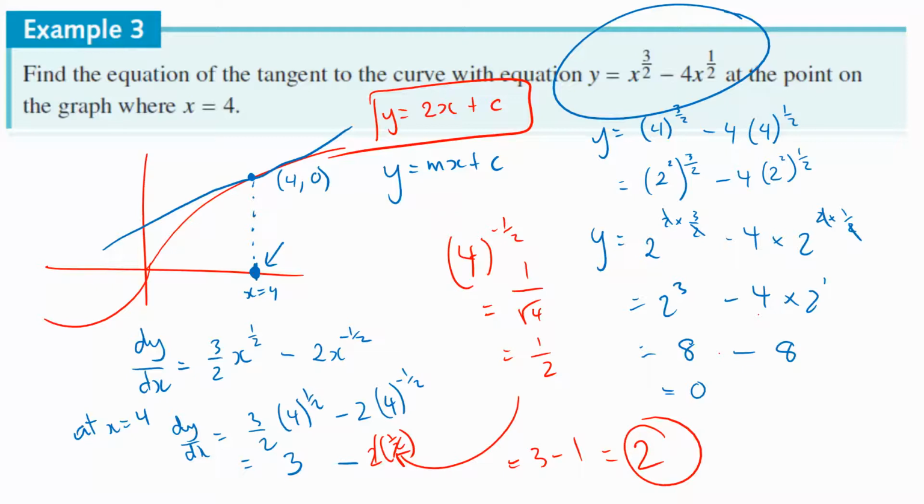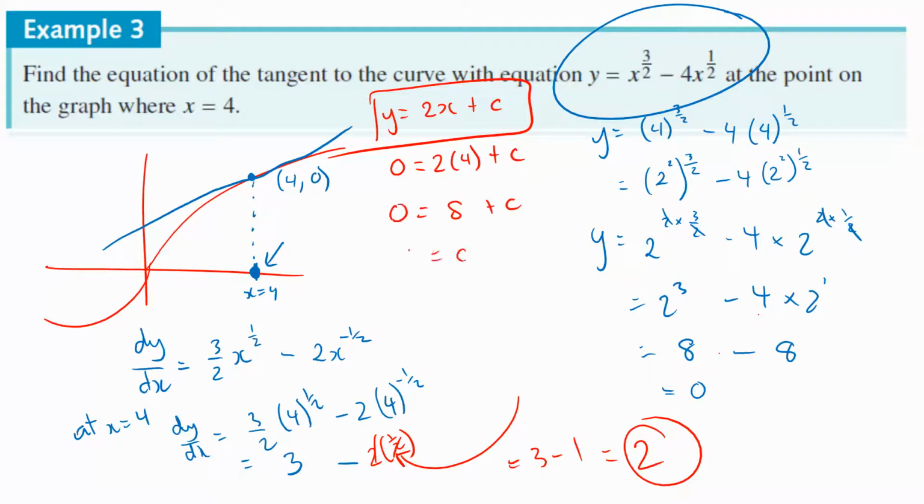Yeah. In year 9 we said, all right, if I'm given a gradient and a coordinate, to find c, sub in x, sub in y. So at that point, if I sub all that in, this now becomes y equals 0, 2 times 4 plus c, 8 plus c equals 0, c has to equal negative 8. Therefore your equation is y equals 2x minus 8.